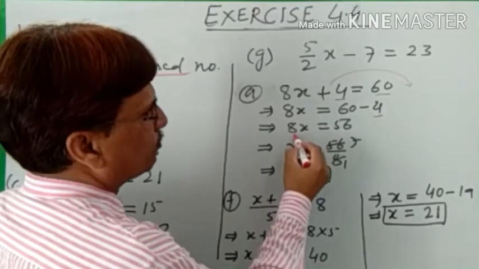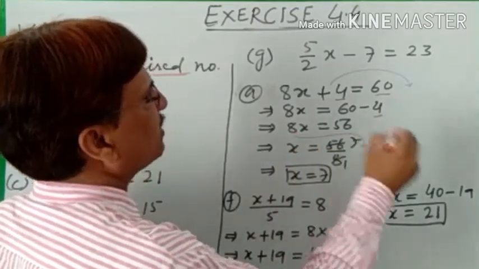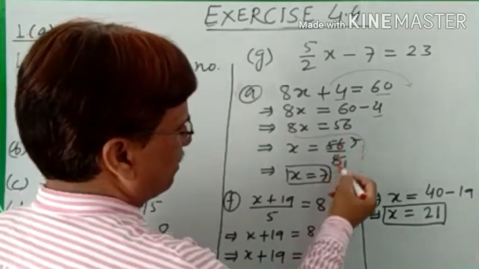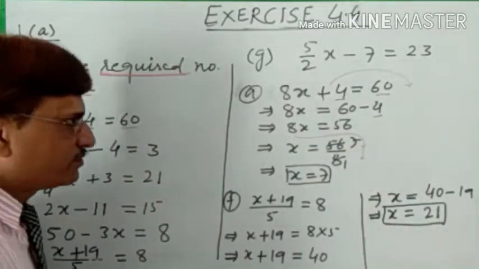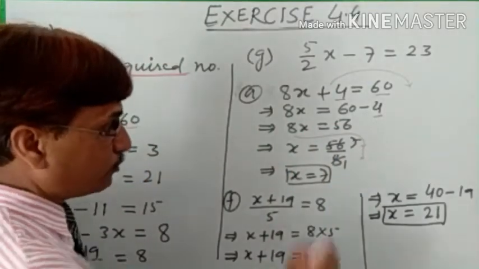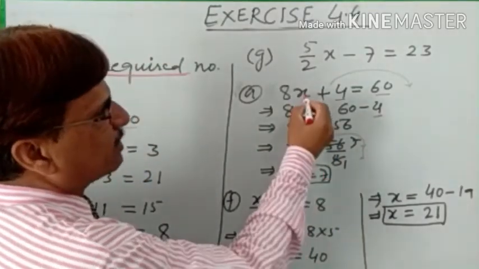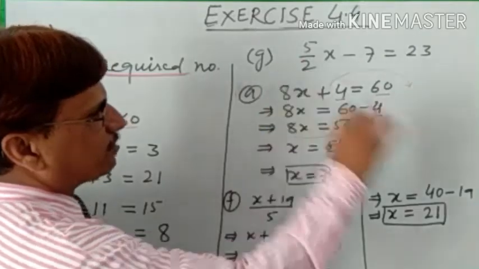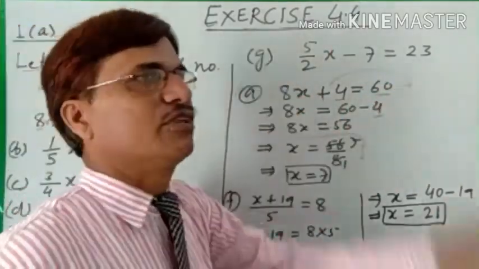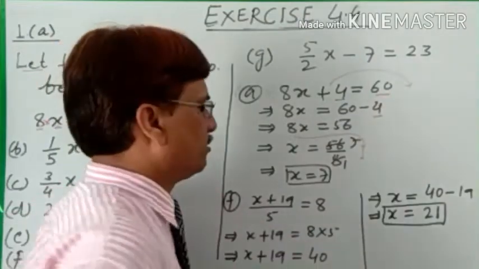Transfer 8 to right hand side. Okay. It becomes 56 upon 8. x is equal to 7. If you put 7 in place of x, 8 sevens are 56 and 56 plus 4 is 60. You can also check the answer.